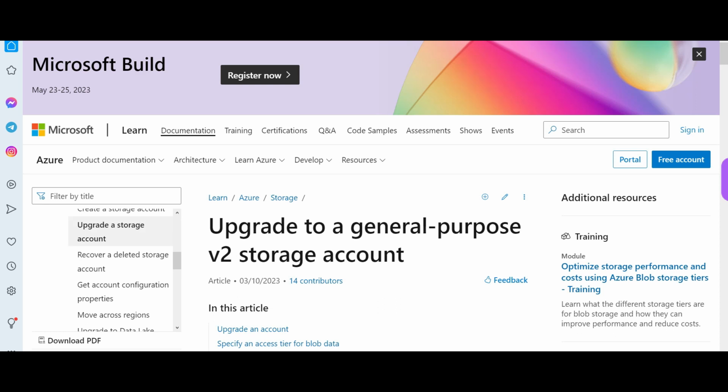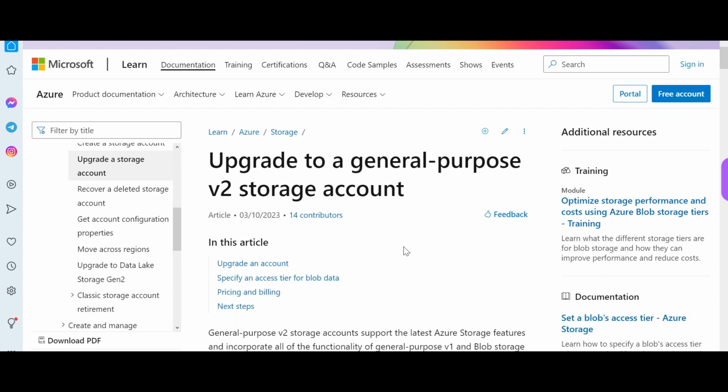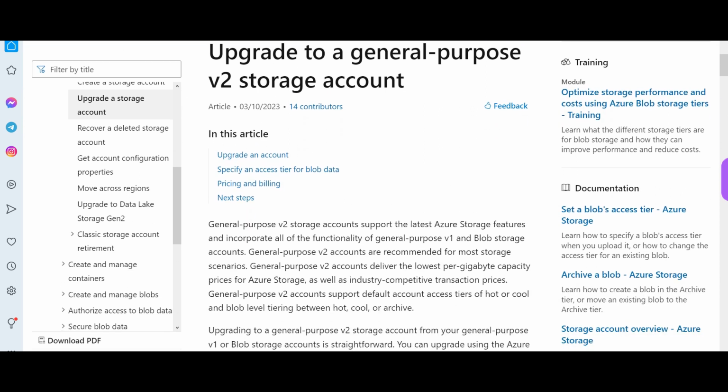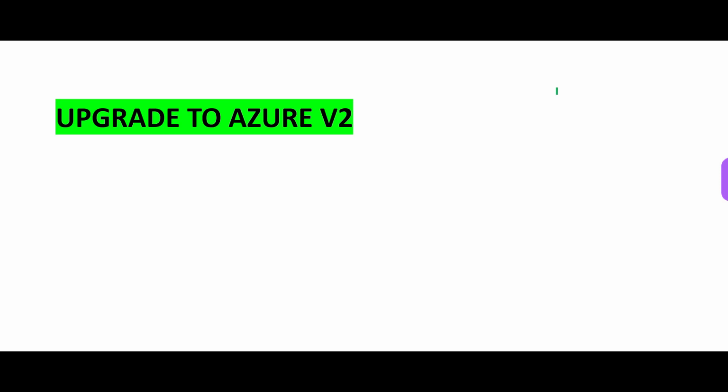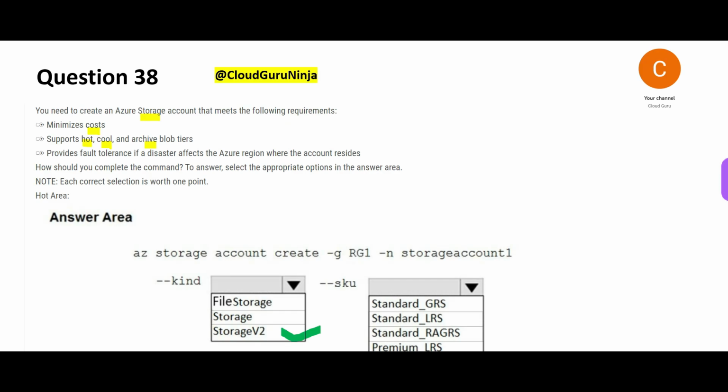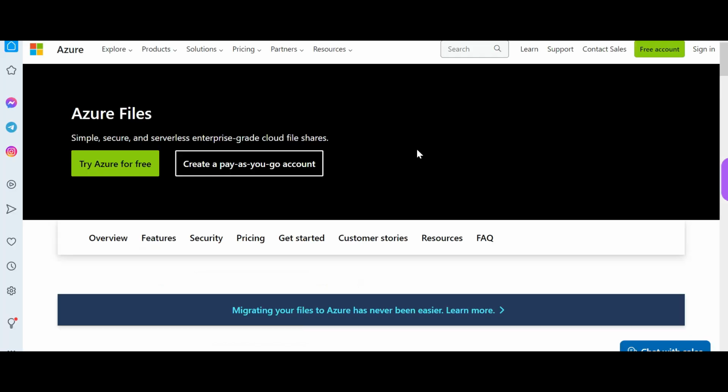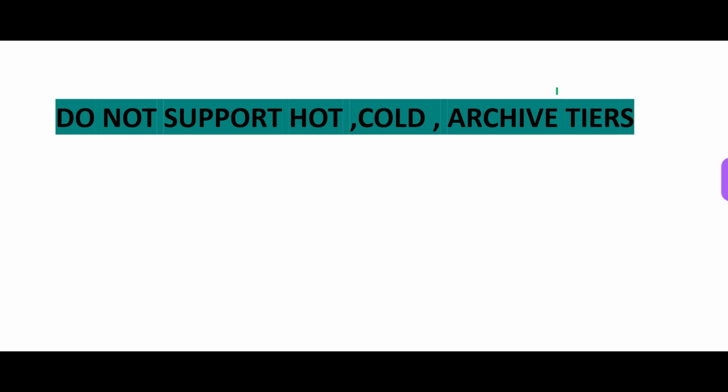See, Azure storage has all those hot, cool, and so on. But between storage and storage V2, Azure says, boss, you should upgrade to Azure V2. So do not use Azure storage. Always use Azure storage V2. This would be my first answer. If you look at file storage, these are file shares. They do not support hot, cool, archive tiers.